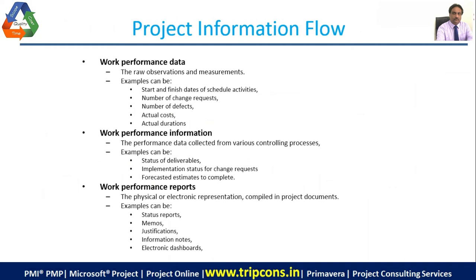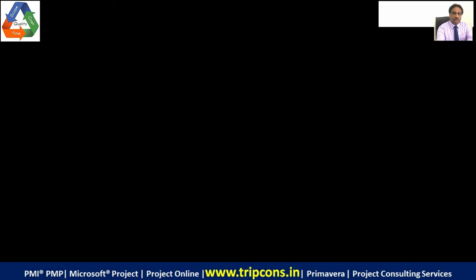Now, in every project, the information flows in three ways. Look at this. First is the data. Then it becomes information. Then it becomes a report. Let me explain what data means. Suppose you take the temperature of a person, so the reading comes on the thermometer. Suppose you read out 100 degrees Fahrenheit. Now, when you say 100 degrees, what is it? 100. It's data. Now, when does it become information? When you interpret it. So, what is your interpretation of 100 degrees Fahrenheit body temperature?